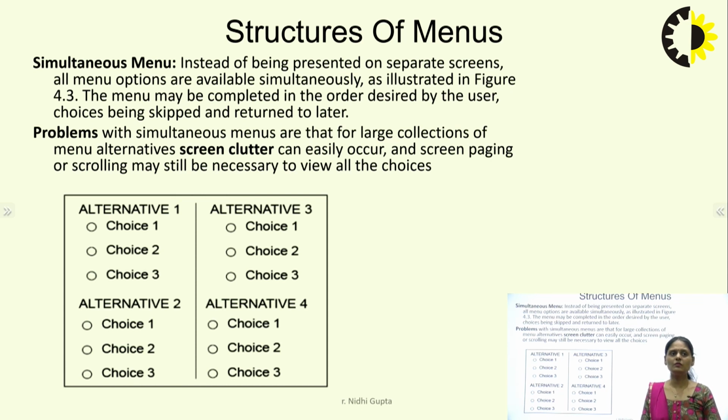The problems with simultaneous menus arise for a large collection of menu alternatives. Sometimes it becomes very cumbersome or cluttered, with 4 on a particular screen. Screen clutter can easily occur, and screen paging or scrolling may still be necessary to view all the choices, because if there are more than 4, 5, 6, 7, 8 menus, we obviously need to go for scrolling.